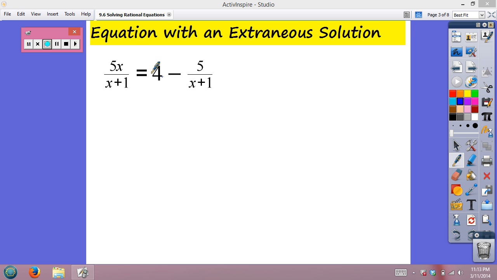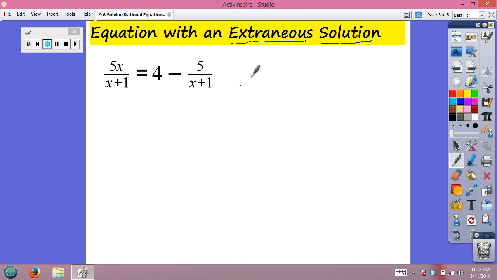In the next example, notice we have an x plus 1 here, so we're going to be needing to check for extraneous solutions. So first things first, as usual, we have to find our least common denominator, which we know that 4 is actually 4 over 1, so our least common denominator is going to be x plus 1. So we need to look and see what we can do to get everything having the same denominator.